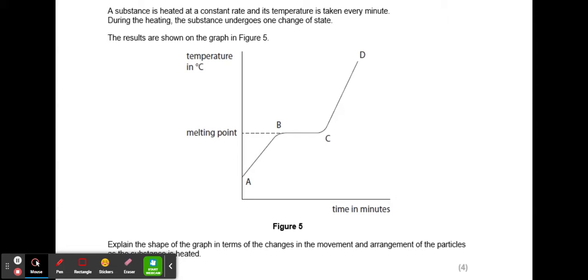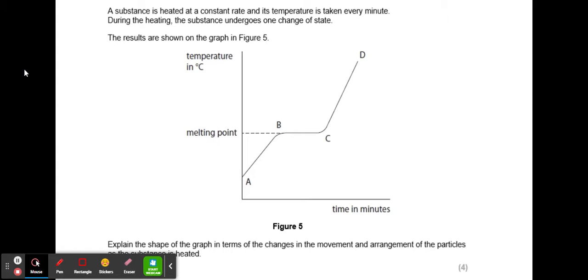So we're going to look at a poorly answered question from the states of matter topic of chemistry from a past exam. This question is looking at a heating curve. It says a substance is heated at a constant rate and its temperature is taken every minute. During the heating, the substance undergoes one change of state. The results are shown on the graph in figure 5.